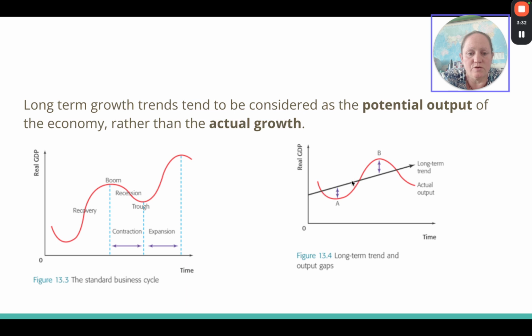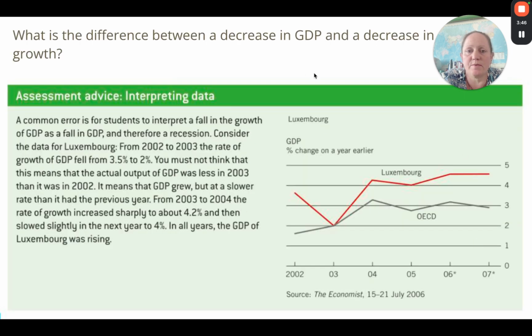You can see when you dip below your potential, that's a recessionary gap. And when you go above your potential, that is an expansionary gap or an inflationary gap. As you can see, if you turn this into real GDP data, they follow similar flows and charts. But a fall in growth is not the same as a fall in GDP and therefore a recession. So this is change of GDP rather than fall in GDP.